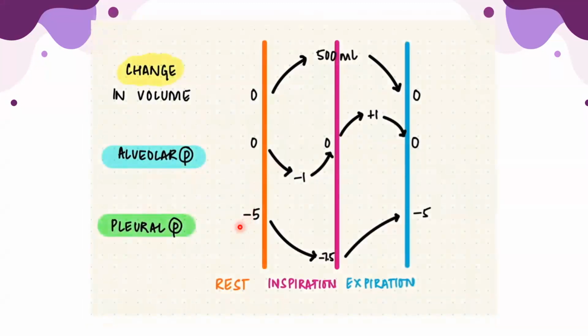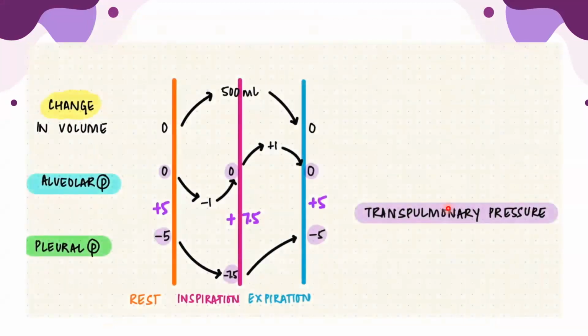Talking about pleural pressure, it goes from -5 to -7.5 in inhalation, and then back to -5 during expiration or exhalation. Okay? The transpulmonary pressure, the difference between the alveolar and the pleural pressure throughout the breathing cycle in a healthy patient, will stay positive, okay? And this will prevent the airways from collapsing.